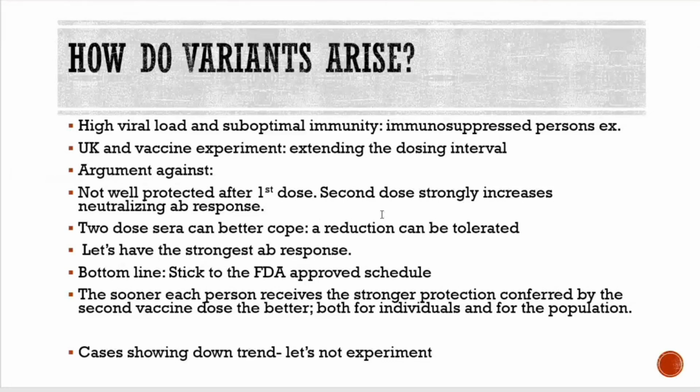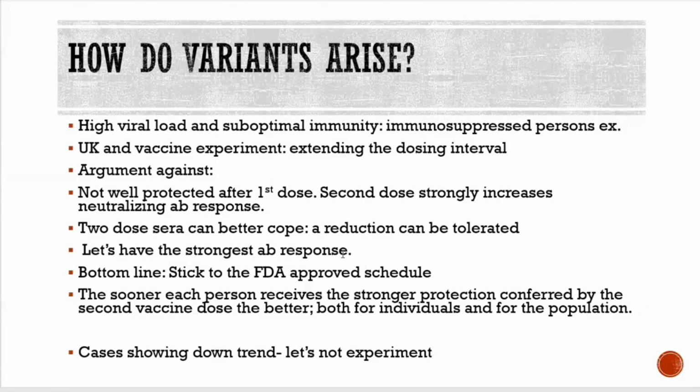This could be a good reason for why we may be creating these antibody-resistant variants, and why they may be this concept of viral escape. So you're not really fully protected after the first dose. It's only after your second dose that you have that really strong neutralizing antibody response. I think I drove that point home already. So 2-dose sera can better cope with not just the wild type and B117, but even the more resistant viruses. At least you give it a better chance.